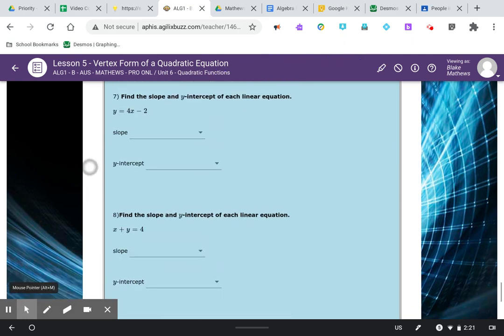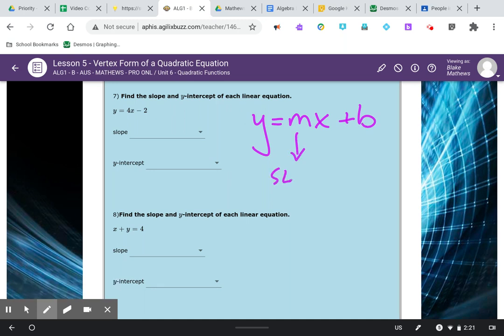Lastly, last two problems, find the slope and y-intercept of each linear equation. Again, these are meant to be review questions, so I'm moving pretty quickly through these because really the expectation is you kind of already know how these work. But you should know that an equation like this is what we call the standard form of a slope-intercept. The m is the slope, and the b is the y-intercept. So you should be able to see here, this would be your m, and this would be your b.